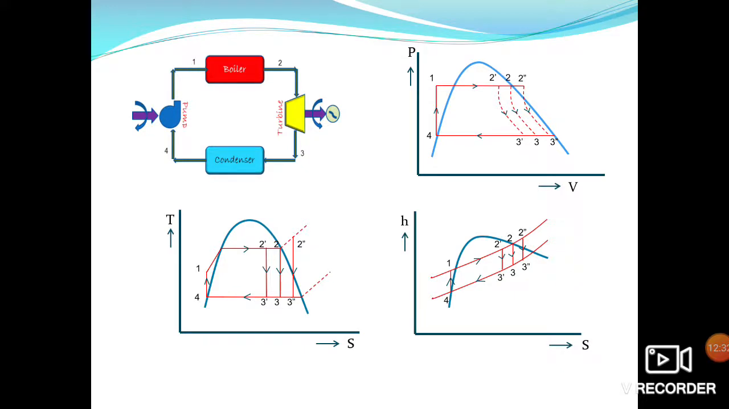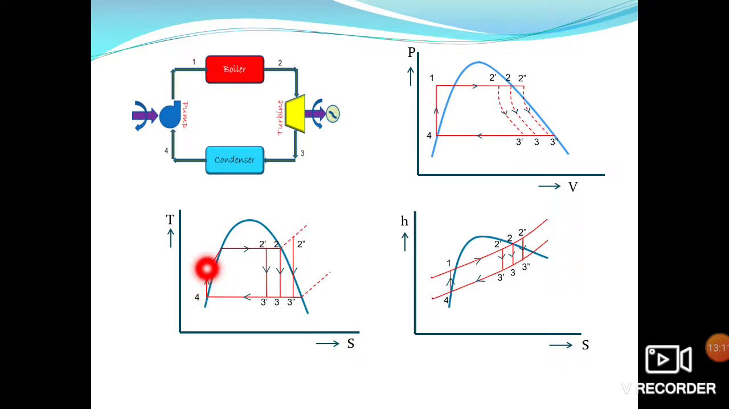Next process 4 to 1, that is the pumping process. Water at point 4 is adiabatically pumped to pressure at point 1, slightly increasing its temperature. You can see that the pumped water is first getting into subcooled condition before getting into the boiler. Both in the PV and TS diagram, you can see that before getting into the boiler, it is in the subcooled condition, 4 to 1.